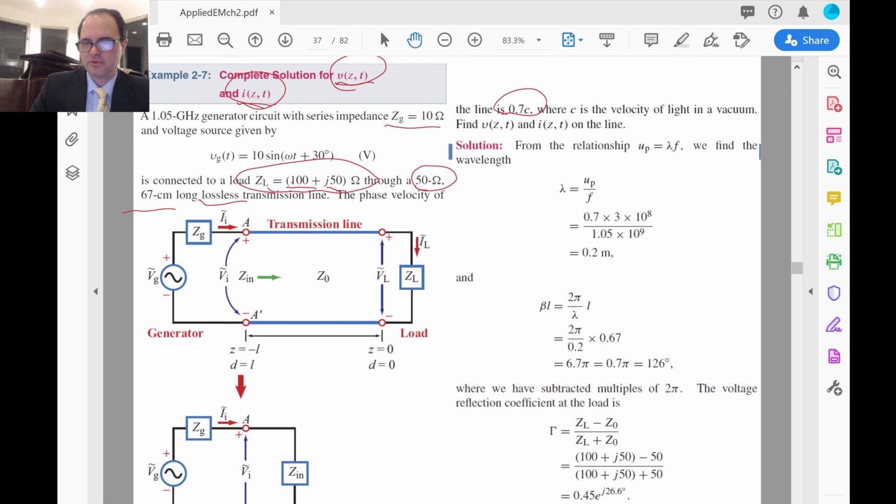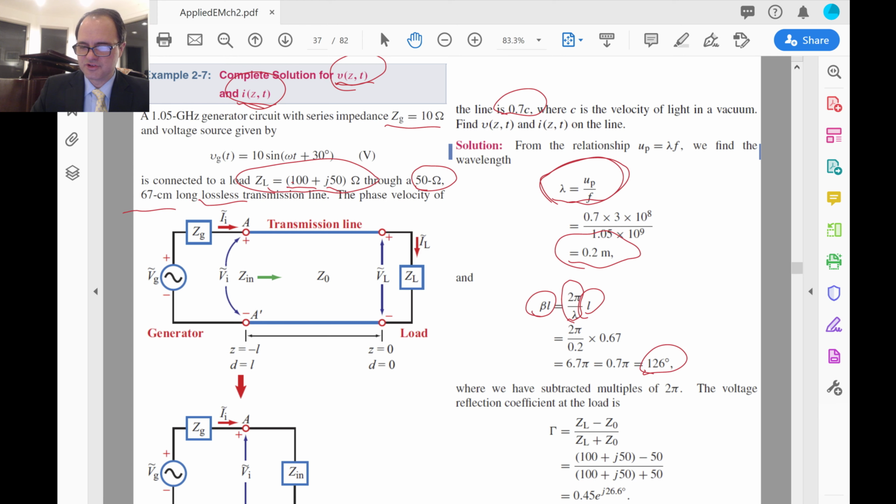So one of the things we'll certainly need is the wavelength. The relationship between wavelength, speed of the wave, and frequency is this. We've covered that. When you put in the knowns, we get that the wavelength is 20 centimeters. And then we need to know this quantity beta times L for the phase shifted reflection coefficient. Beta is 2 pi over lambda, and we're given L, so we can find the beta L right here.